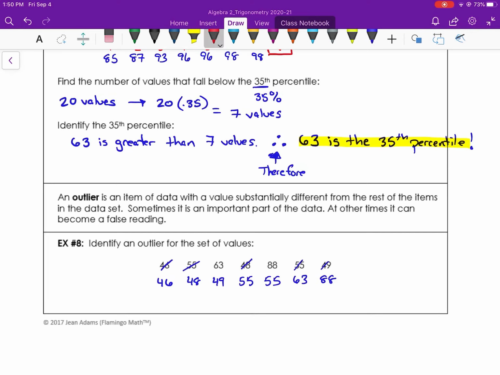All right, so if you see it, awesome, you can write it down, but we're going to analyze the data here. So the difference between 46 and 48 is 2, 48 to 49 is 1, 49 to 55 is 6 units, we got no units, and then 55 to 63 is 8. But then 63 to 88 is 25. All right, so this right here is a huge jump. The other ones are all small, all less than 10. So that means in this situation, 88 is our outlier.